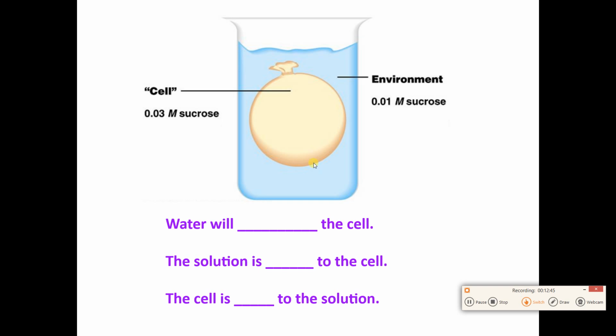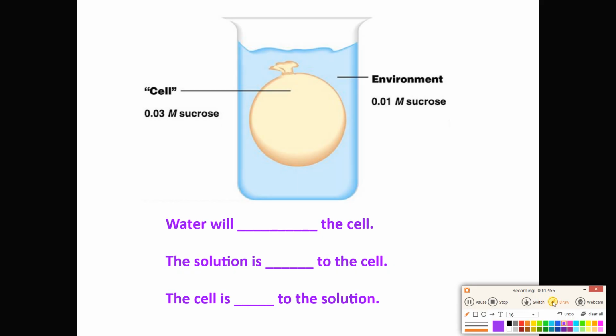Sugar cannot go through the membrane of this bag, but water can. So which way is water going to go? Is water going to enter this cell, or is water going to exit the cell? Think about it for a second. What do you think is going to happen here? Well, did you come up with an answer?